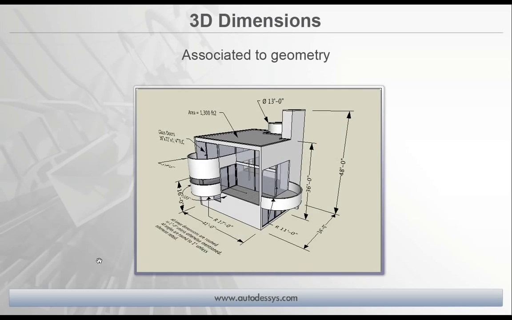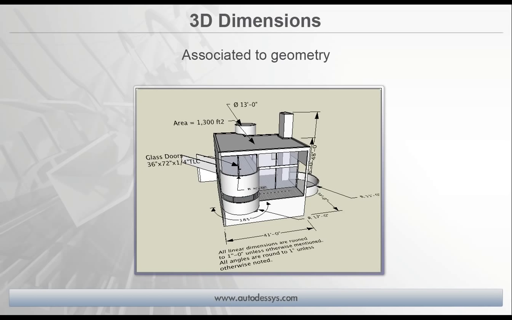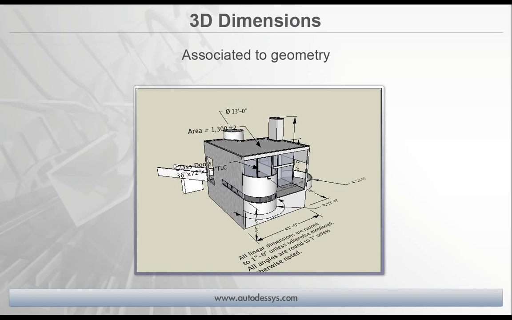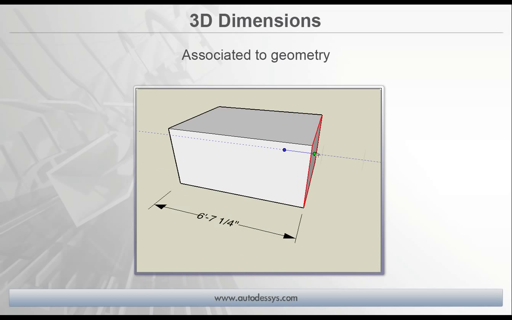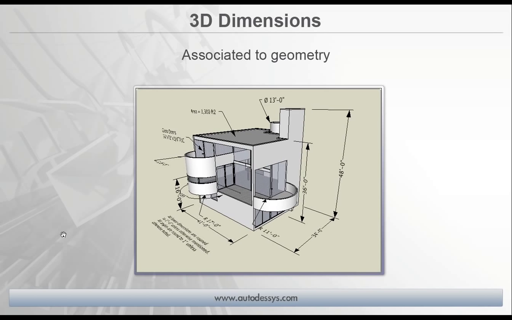Another way to visualize and annotate your model is to use the 3D dimensions. These can be associated to your object if you want them to be. So you can see if you attach it to a point or segment of the object, if you reshape the object or modify it, then that dimension will automatically update with it.